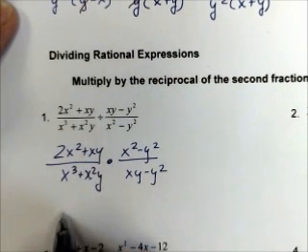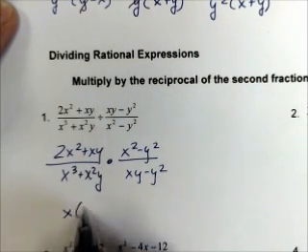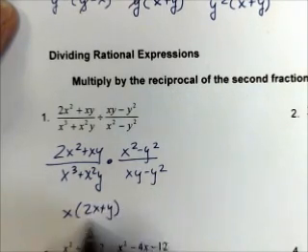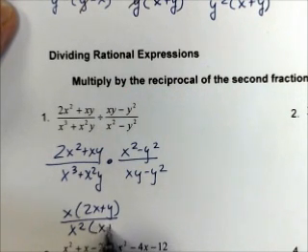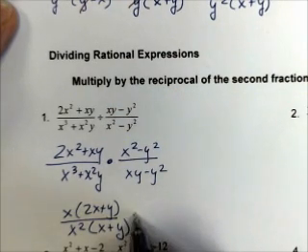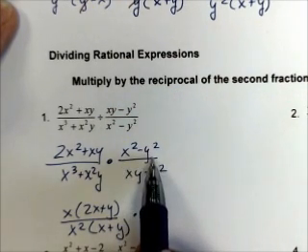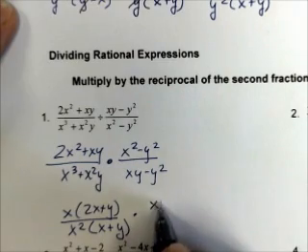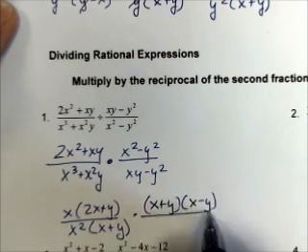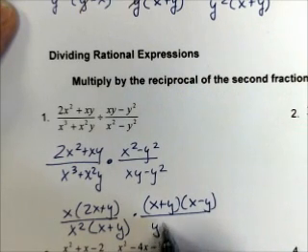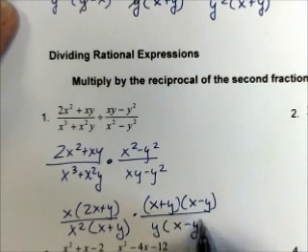GCF here of the numerator is x. 2x plus y is the other factor. GCF x squared. x plus y times difference of two perfect squares, that's x plus y times x minus y. GCF y, x minus y.